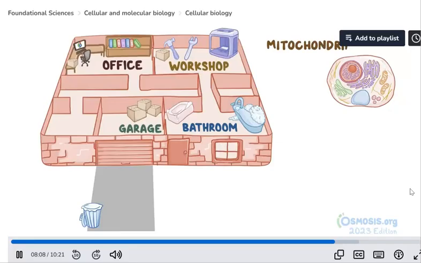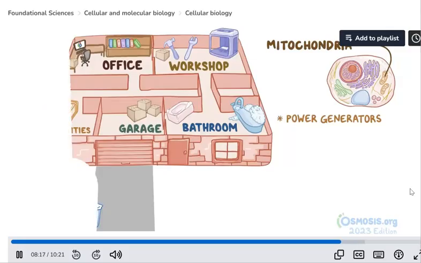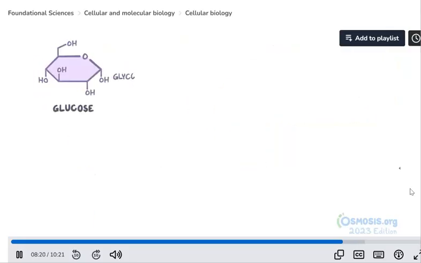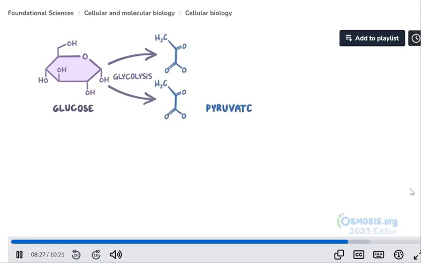Finally, there are the mitochondria, which are organelles that serve as the power generators, like in the utility closet of our apartment. In the cytoplasm, glucose goes through glycolysis, which is a metabolic pathway that cleaves the 6-carbon glucose into 2 halves, which are 3 carbon molecules called pyruvate.